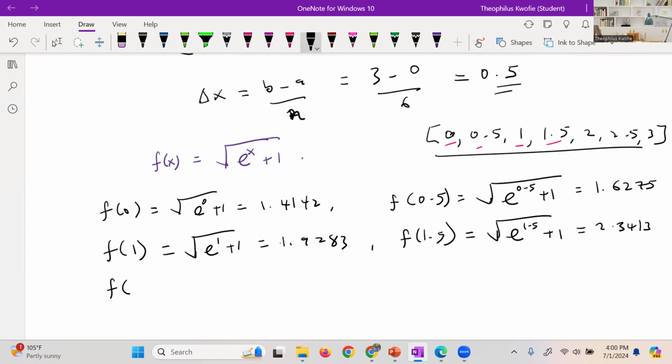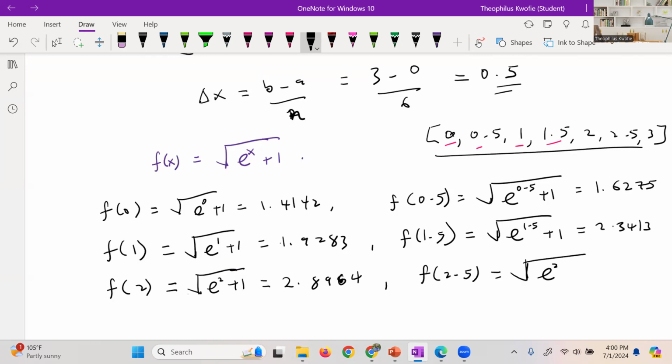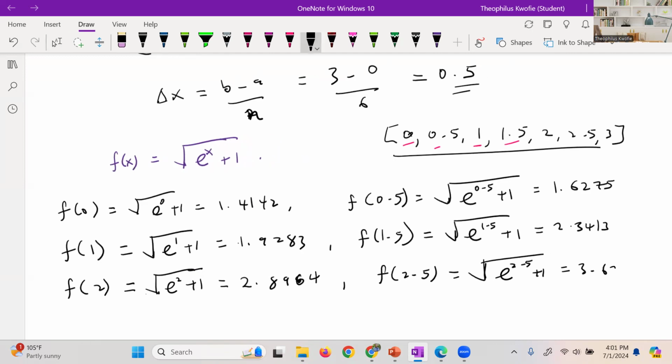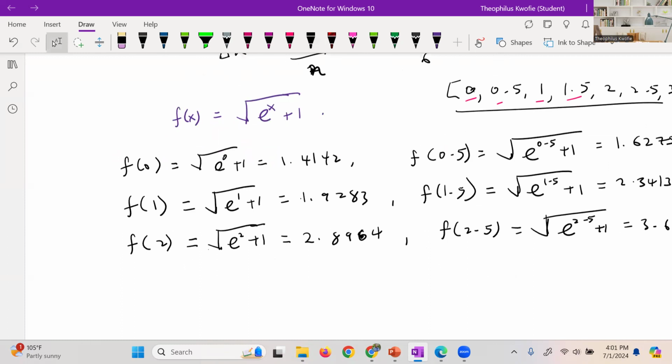Then f of 2 should give us 2.8964, and f of 2.5, we plug that in, and that should give us the value. Then f of 3 will be equal to the root of e to the power 3 plus 1.